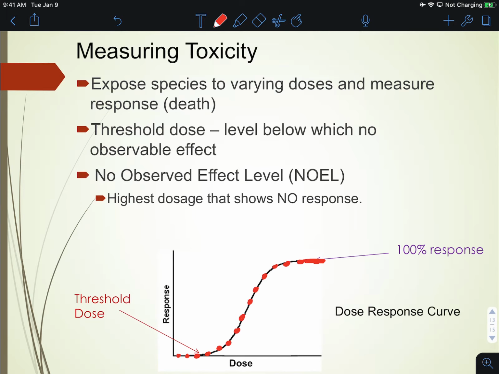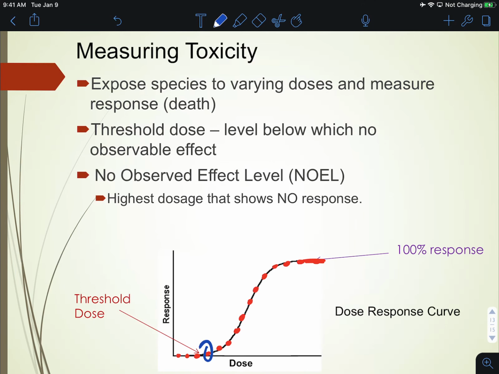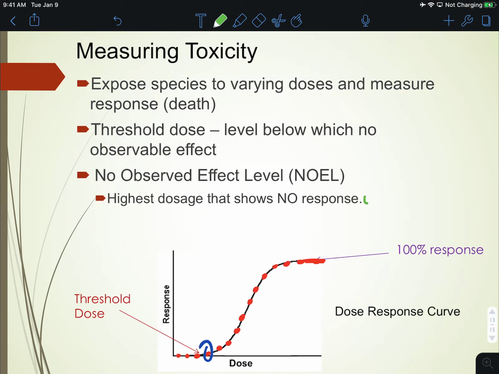So I would say, obviously, in this figure here, it's probably this point right here. Below that, there's no observable effect, so we call that our threshold dose. There's also the no observed effect level. It's the highest dose that does not show a response. That, if you will, would be this guy right here.